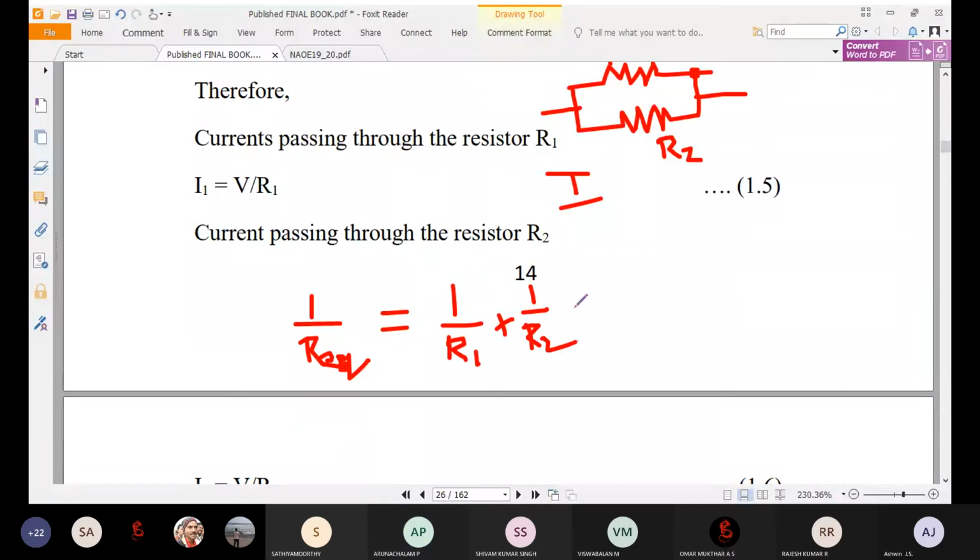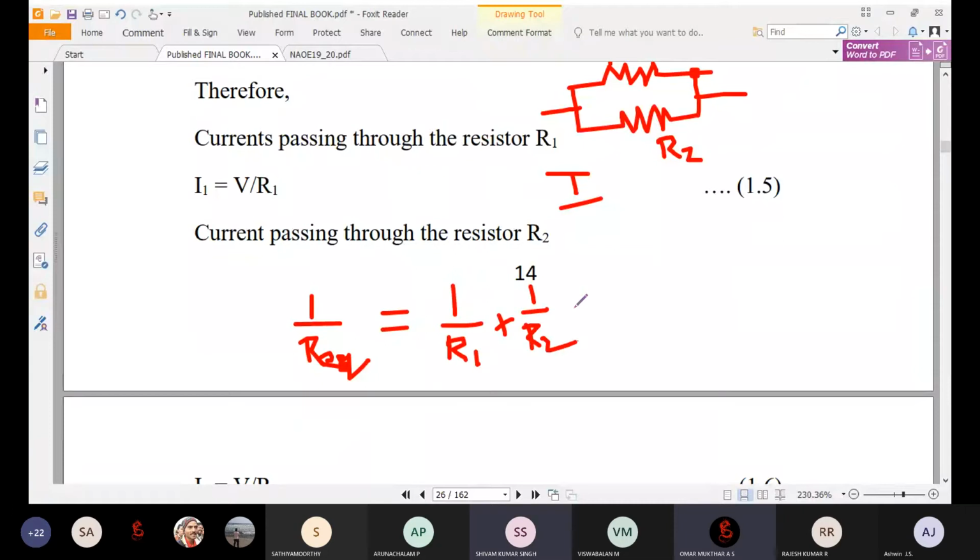1 by R equivalent is equal to 1 by R1 plus 1 by R2. After that is not visible. Yes sir, I think network issues. Now I am scribbling, that also not visible for you. No sir, nothing visible. Your cursor is standing there only, not moving.